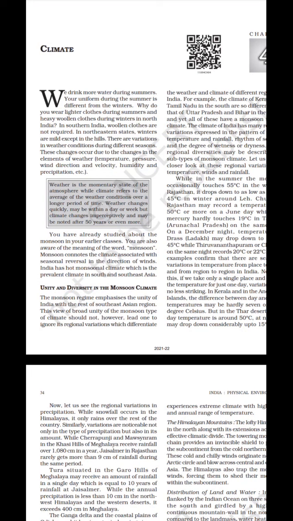These changes occur due to the changes in the elements of weather: temperature, pressure, wind direction and velocity, humidity and precipitation, etc. Weather is the momentary state of the atmosphere, while climate refers to the average of the weather conditions over a longer period of time. Weather changes quickly, maybe within a day or week, but climate changes imperceptibly and may be noted after 50 years or even more. You have already studied about the monsoon in your earlier classes.